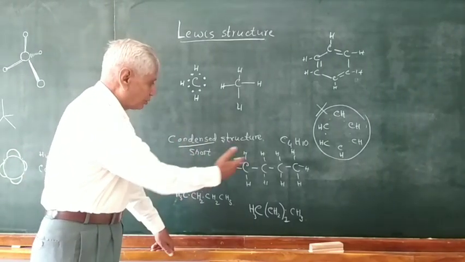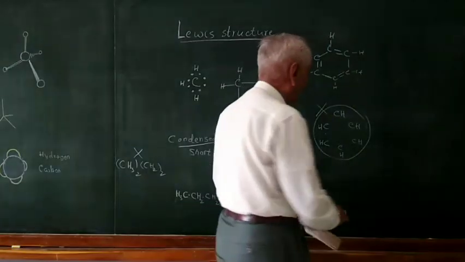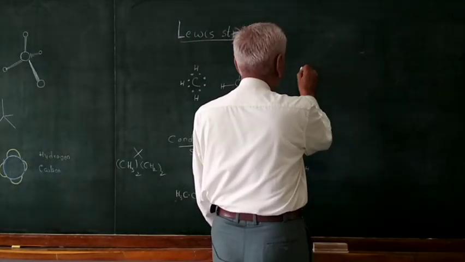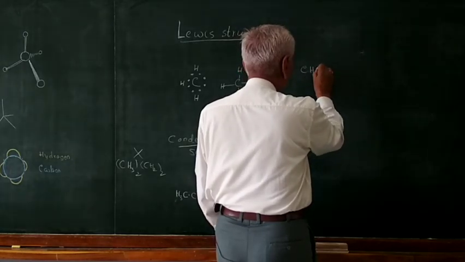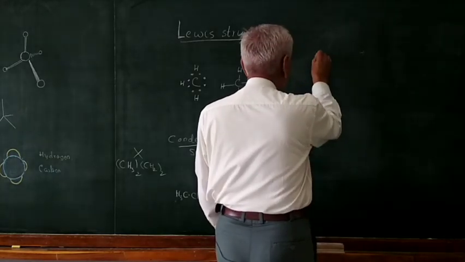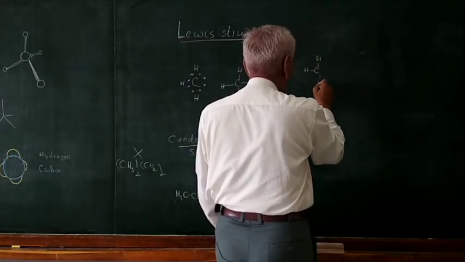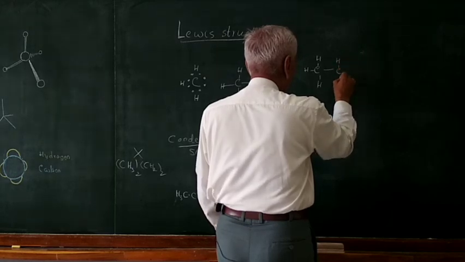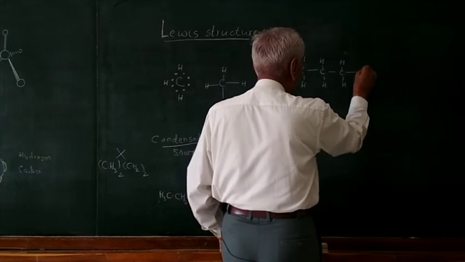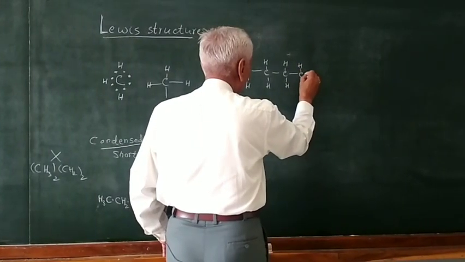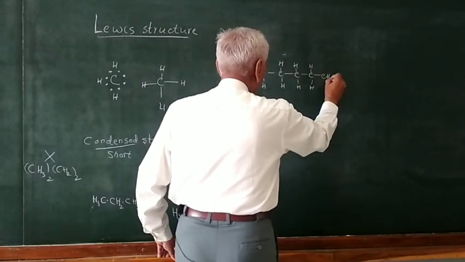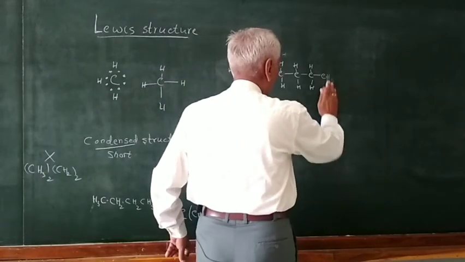For example, I have written a sugar compound. Suppose I give you another compound. Can you write the short structure? Say for example, CH3, CH3, CH2, CH2, CH2, CH2, CH3.